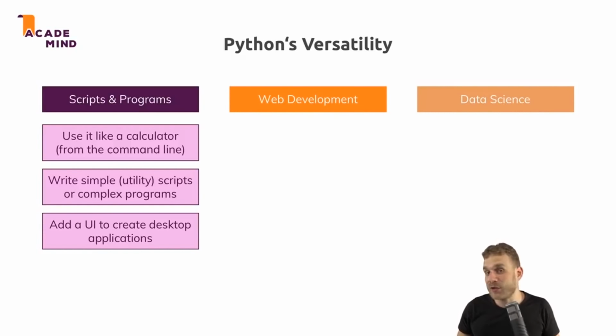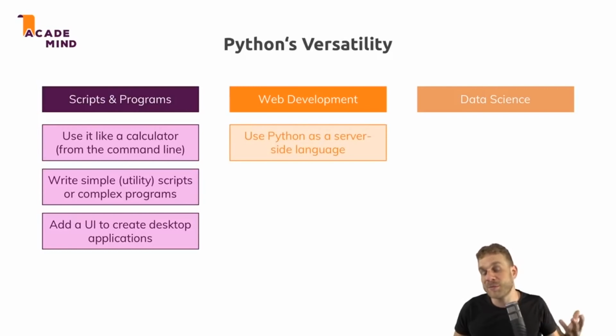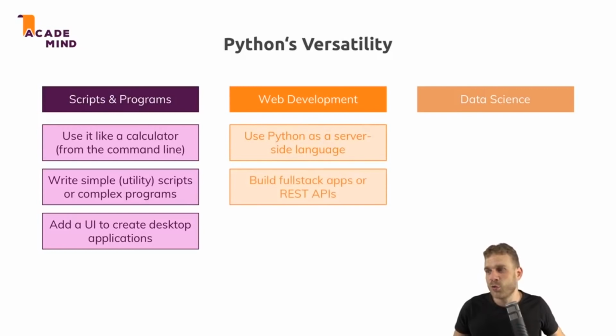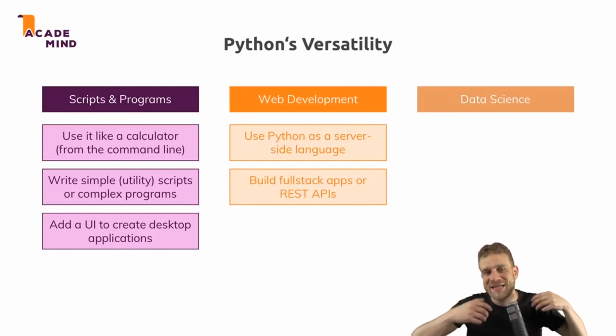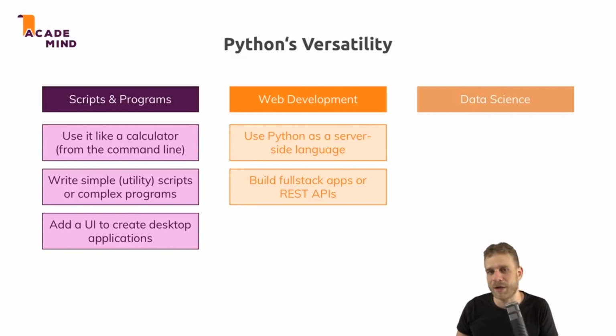When we have a look at web development, we take advantage of that. There are a lot of packages that make it easy for us to write server-side code. And we're then able to use Python as a server-side language. We're able to build full-stack apps where Python takes in requests and sends back HTML responses, or API applications where we also take requests and send responses, but where we interact by just sending data and no HTML code that could be rendered by a browser.